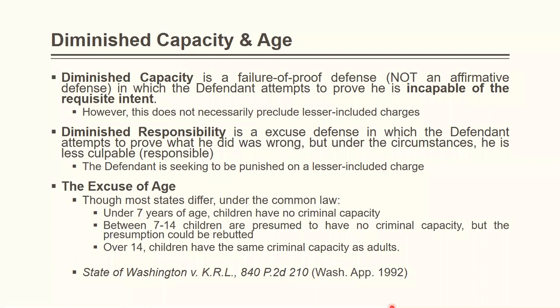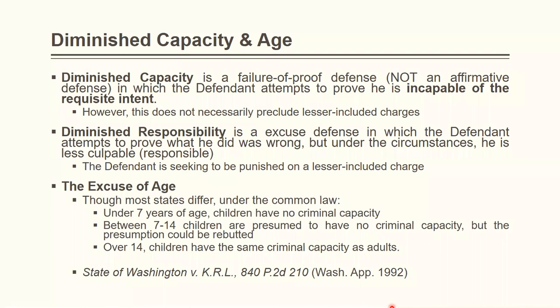Now, if you are over the age of 14, you have the same criminal capacity as someone who is an adult. Right? So basically at 14, we presume you to have the capacity of an adult, even though you might still be in the juvenile court. We say that you still have the capacity as an adult, and you should be held responsible to the fullest extent of the law that we can.